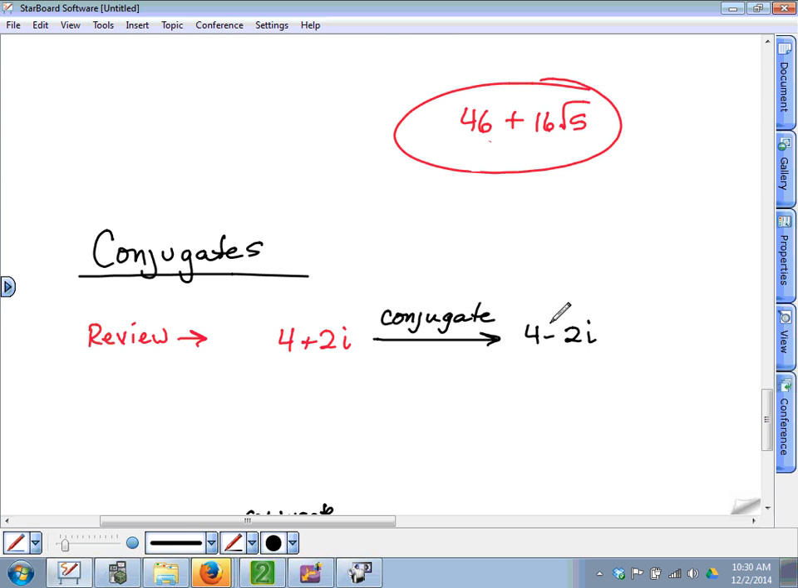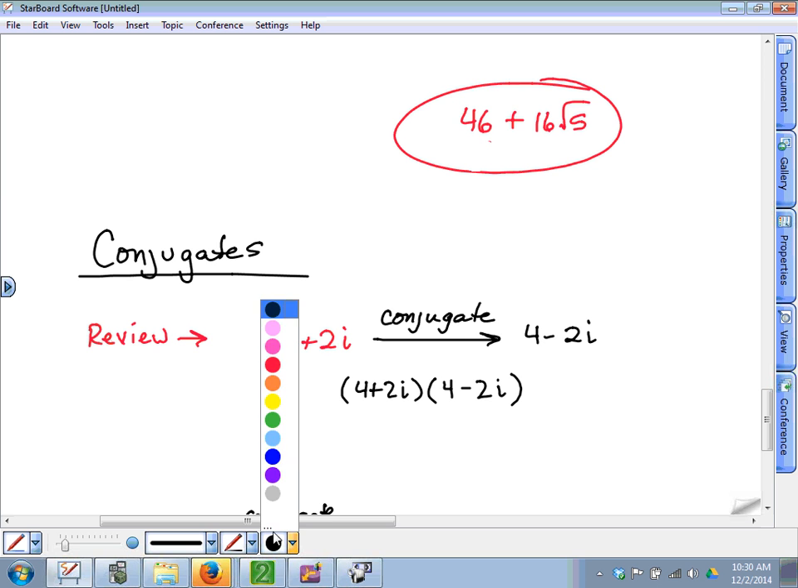Now that, identifying the conjugate, that's easy. What we really had to do back in Unit 2 was multiply these two things together. So let's write this. 4 plus 2i multiplied by its conjugate pair, 4 minus 2i. All right, let's be real careful. Before we do this, though, does anybody remember what happens here? If you multiply a complex number with its conjugate, all of the i's disappear.